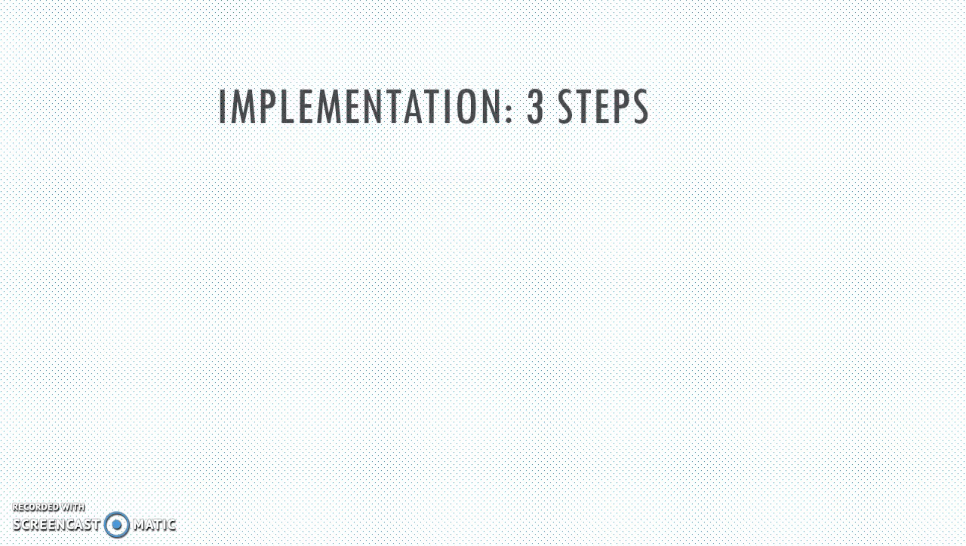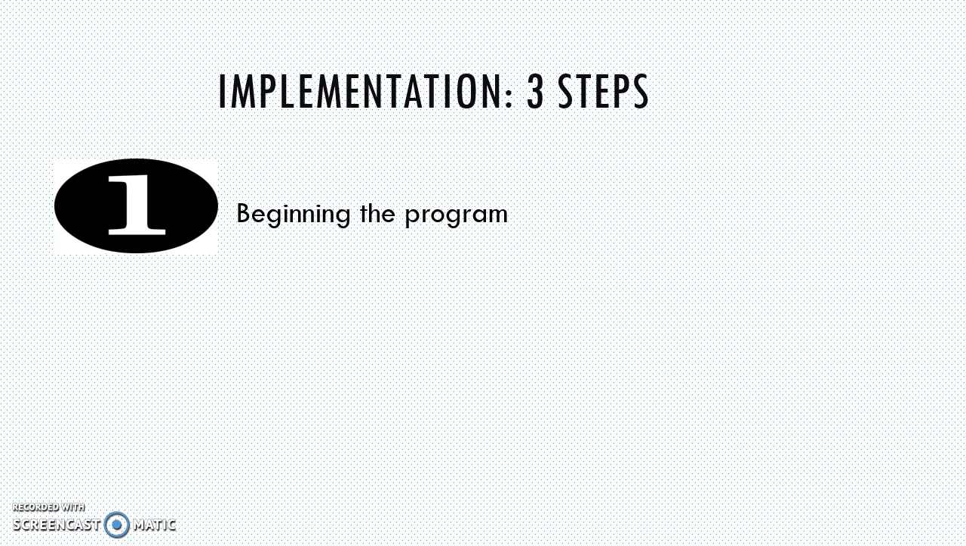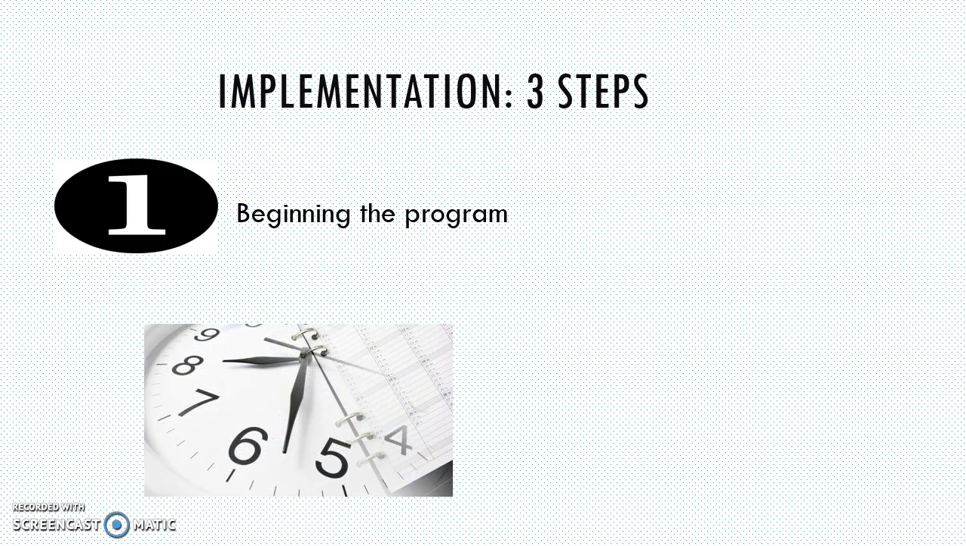Alright, so there are 3 steps of implementation. First is actually beginning the program. The client is either integrated into a group or one-on-one setting with a recreational therapist. And depending on the program, there can be a set time of the duration, or there are also times when clients can choose that time frame themselves. For instance, there might be a specific activity once a week held at a facility that these clients will participate in, or the client can choose to go to an activity once every 3 weeks, depending on their schedule.